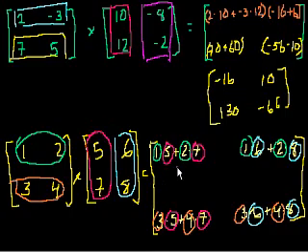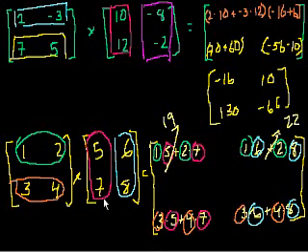And then we could, of course, simplify all of them. This was 1 times 5 plus 2 times 7, so that's 5 plus 14, which is 19. This is 1 times 6 plus 2 times 8, so that's 6 plus 16, which is 22. This is 3 times 5 plus 4 times 7, so 15 plus 28, that's 43 if my math is correct. And then we have 3 times 6 plus 4 times 8, so that's 18 plus 32, that's 50.